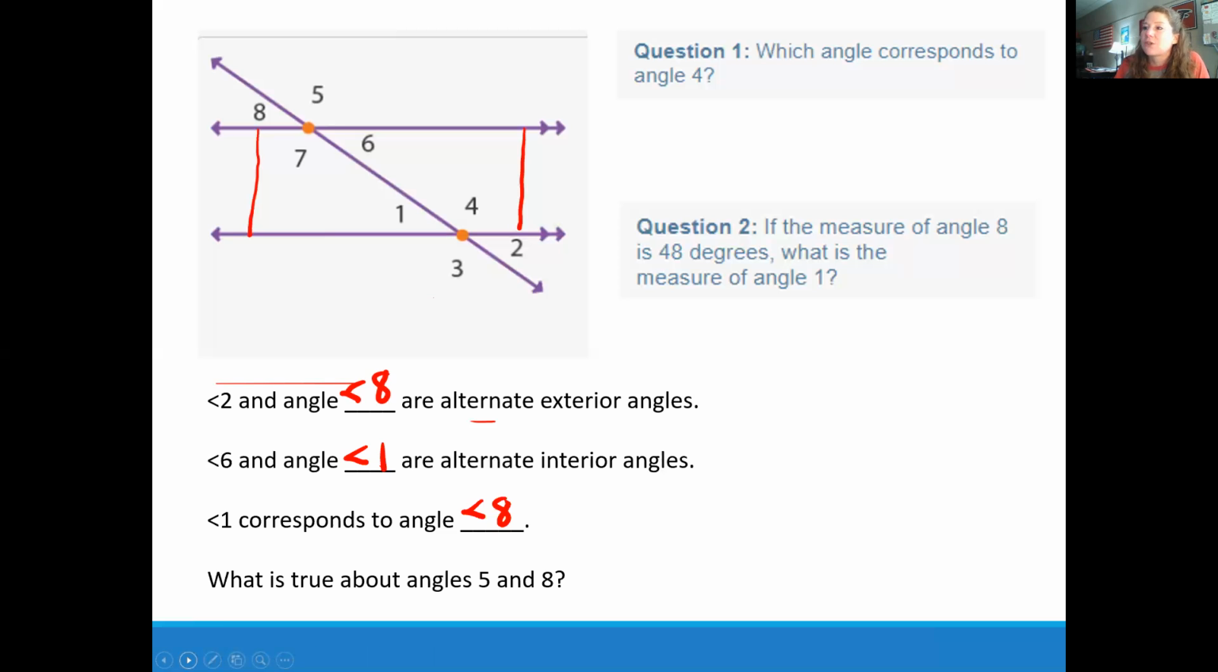What is true about angles 5 and 8? 5 and 8, 2 words. Give me 2 words. They are adjacent because they share a common side, and they're supplementary because together they equal 180 degrees because they form a straight line.